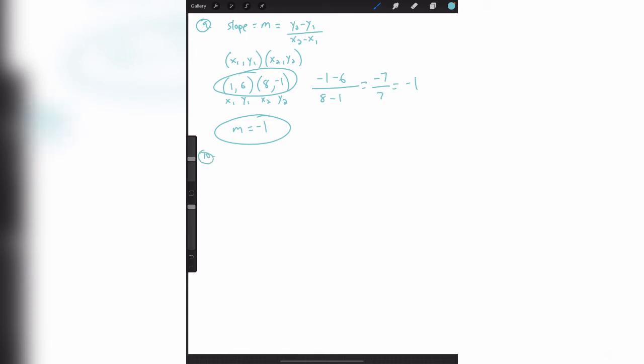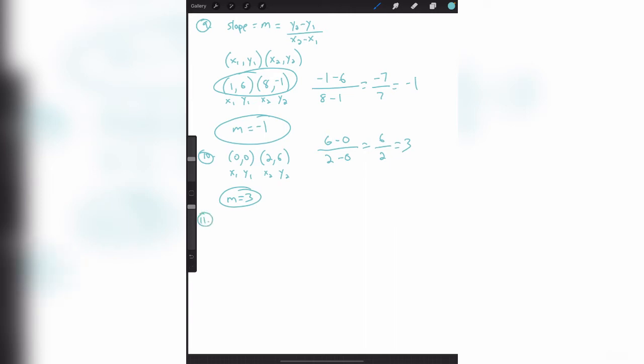Number 10. Okay, number 10 says (0, 0) and (2, 6). And this is going to be my x1, y1, x2, y2. All right, so you just go left to right and label them like that. So I'm going to have my y2, which was 6, minus 0, over 2 minus 0. Okay, 6 minus 0 is 6. 2 minus 0 is 2. 6 divided by 2 is 3. So my slope in this case is equal to 3.